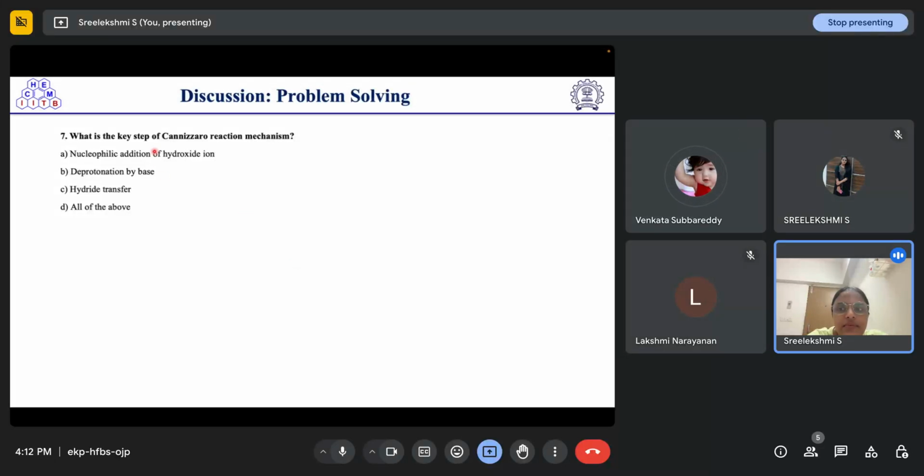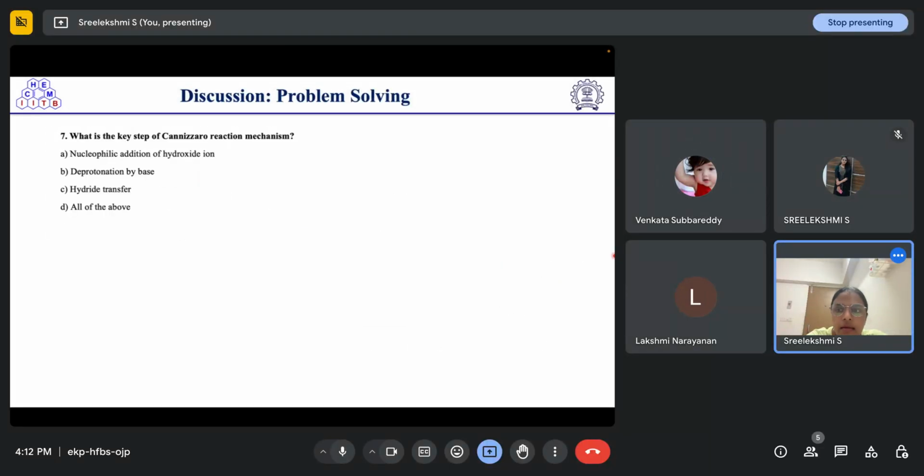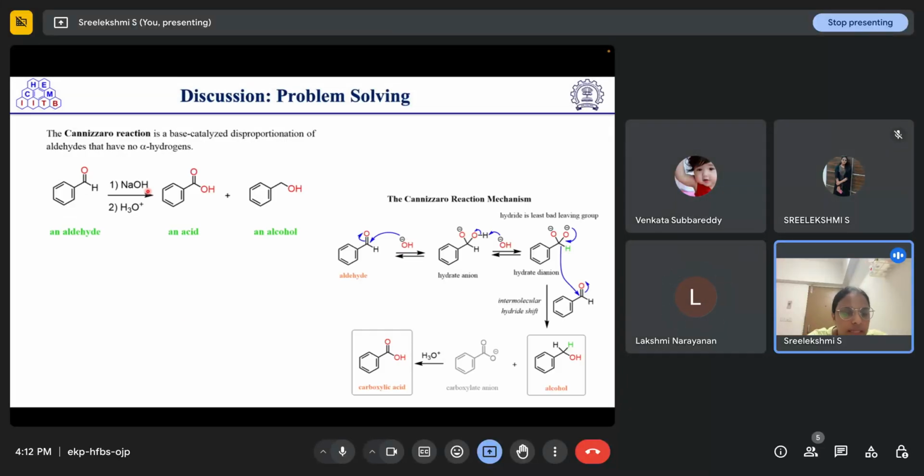The next question is, what is the key step of the Cannizzaro reaction mechanism? All of the above, but what is the key step? First, nucleophilic addition of hydroxide ion, but there is no deprotonation by base here, right? OH minus undergoes nucleophilic addition. Hydride transfer is also there, and that is one of the crucial steps. This intermolecular hydride shift is where the hydride is transferred to this other molecule.